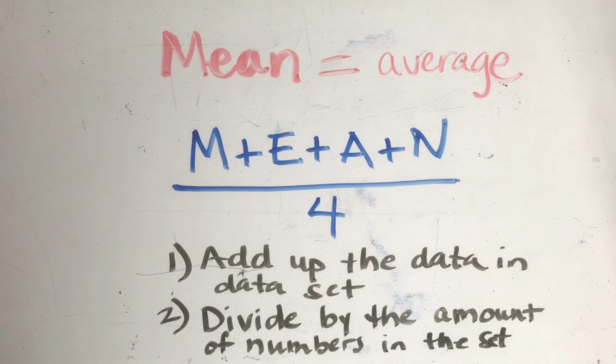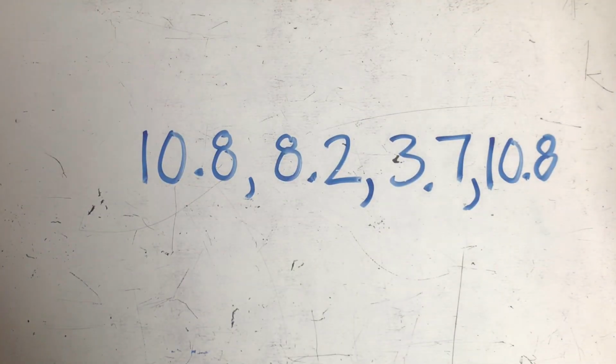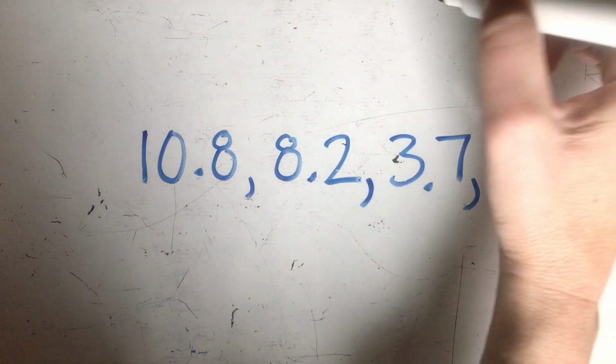If you wish to use a calculator today, I'm okay with that, as long as you know how to find mean. All of your examples are just going to be like this. Okay, so let's go through a few. What if I had these decimals, 10.8, 8.2, 3.7, and 10.8? Now first, we notice that they're not in order. We also notice that there are 2 exact same, so we could say the mode, or the one that occurs the most, is 10.8.